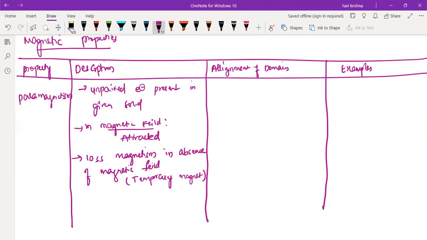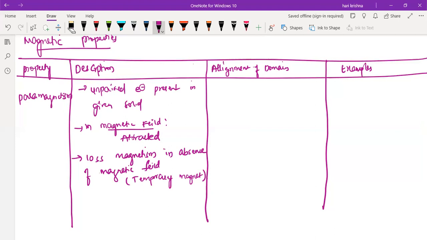Paramagnetism is what? A substance which has unpaired electrons will show paramagnetic behavior. When you place these substances in the magnetic field, they will get attracted and act as a temporary magnet. That means in the presence of a magnetic field, the substance will act as a magnet, but in the absence of a magnetic field, it will lose its magnetism.